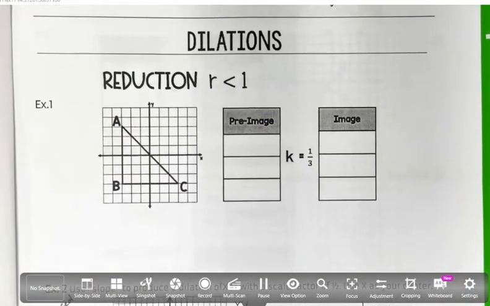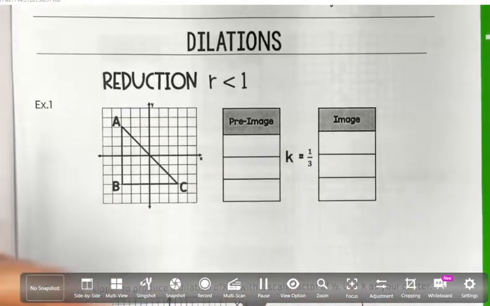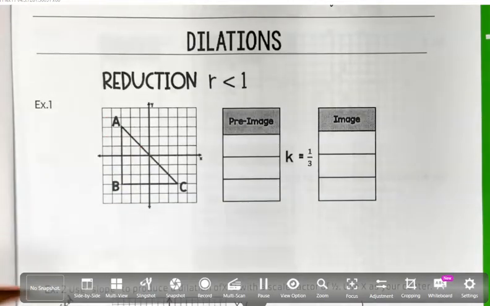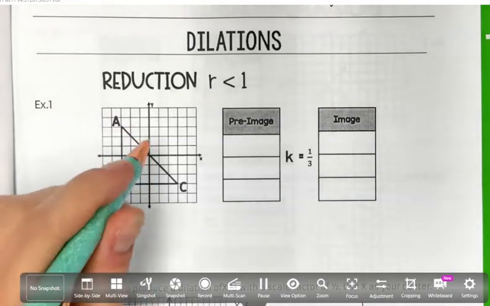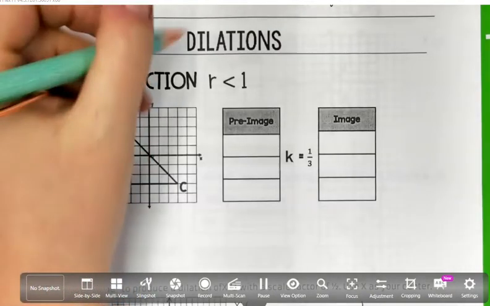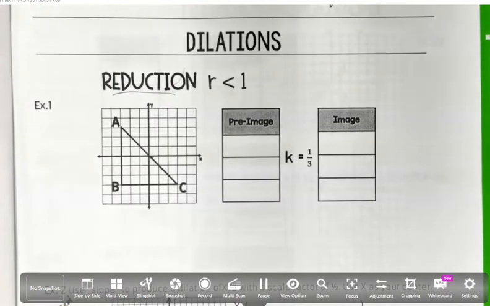So what dilations are, it's basically shapes getting bigger or smaller. And a shape that gets bigger is going to get further away from the center, which in this case would be the origin. And shapes that get smaller, or reductions, the points will get closer to the center. So what am I talking about?